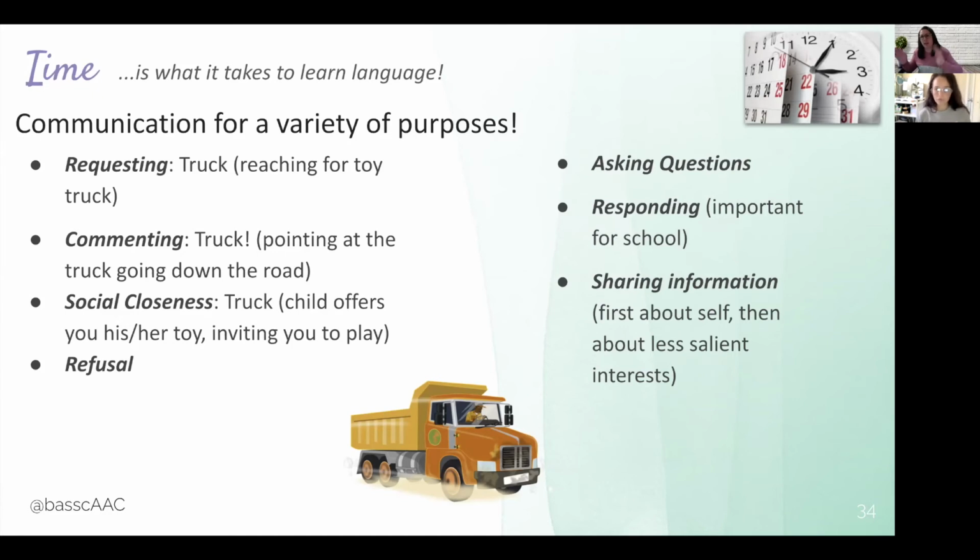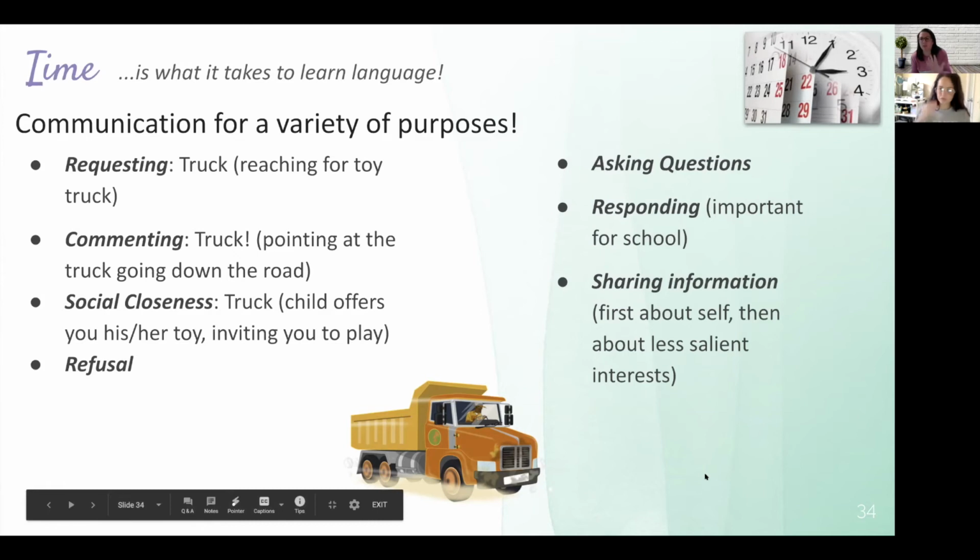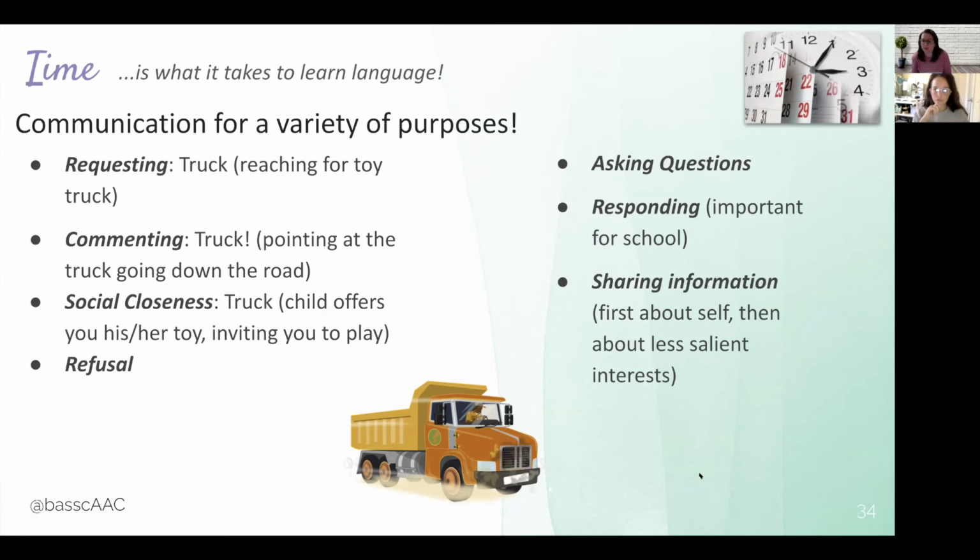But then as time goes, as their language continues to develop, they learn how to put more words together to make longer utterances. And as that time goes on, they start to learn how to put those words together to form and ask questions, how to respond to important information at school and demonstrate their academic knowledge. And then to really share and show information about themselves, about things that they know. So language develops, but it takes time. All of those skills come over a long period of time and they continue to develop and be refined.